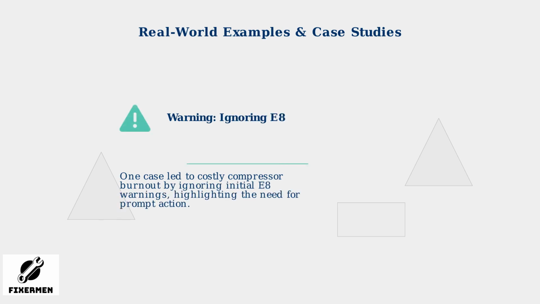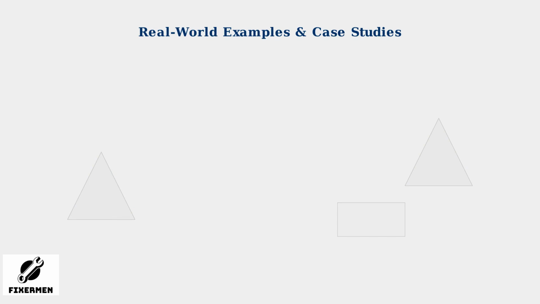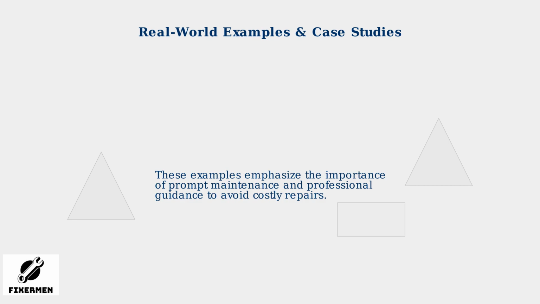However, not all cases are resolved so simply. In one documented incident, ignoring initial E8 warnings led to a complete compressor burnout, resulting in repair costs exceeding $1,200. This case underscores the critical importance of addressing error codes promptly to avoid escalating damage and warranty voidance. These real-world examples demonstrate that while E8 errors can often be fixed with simple maintenance, ignoring them can lead to significant repair costs. Regular upkeep and quick response are key to maintaining your Carrier AC system's reliability and efficiency.